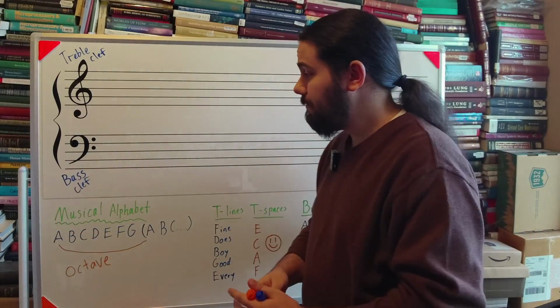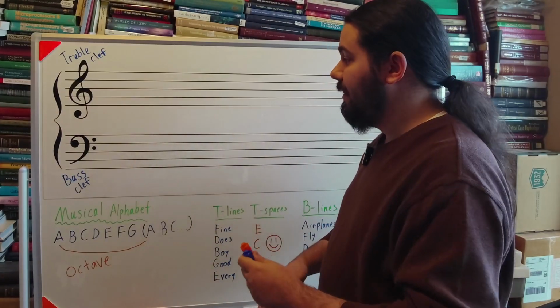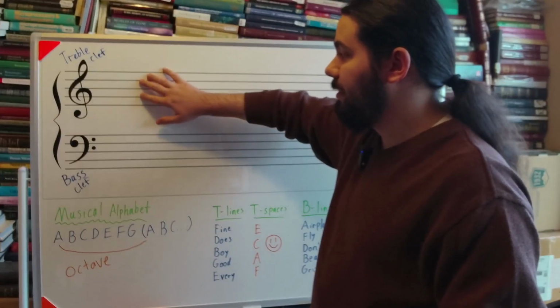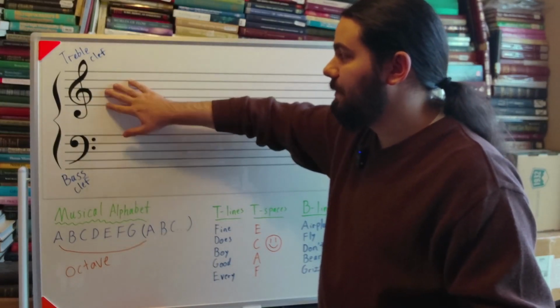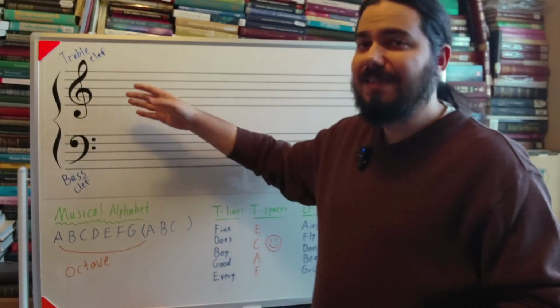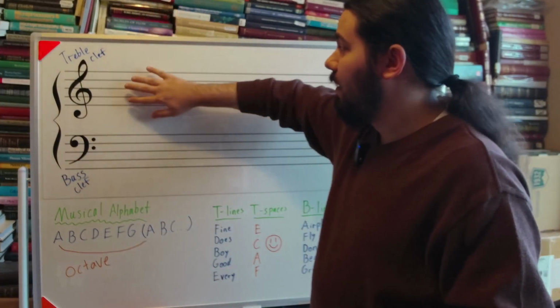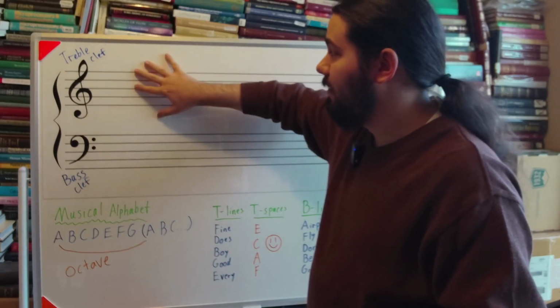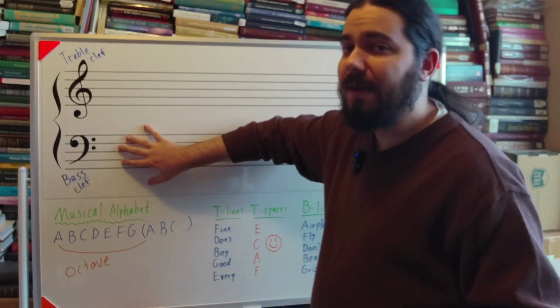etc. Okay, so now that we know the musical alphabet, let's talk a little bit about the treble clef staff and the bass clef staff. That's what these symbols mean. And the reason why we have different symbols is that these indicate pitch. All of the higher notes, all the higher frequencies will go here on the treble staff. All of the lower frequencies will go on the bass clef staff.